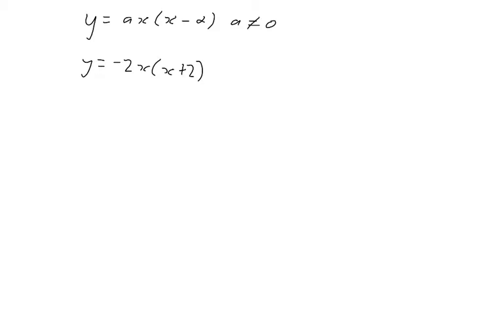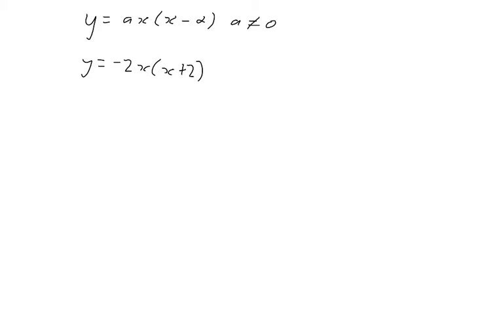In this video we're going to look at another form of quadratics, and you can see here we've got y equals ax times x minus alpha. A obviously can't equal 0, otherwise the quadratic won't exist. And we've got an example that we're going to solve: y equals minus 2x times x plus 2.